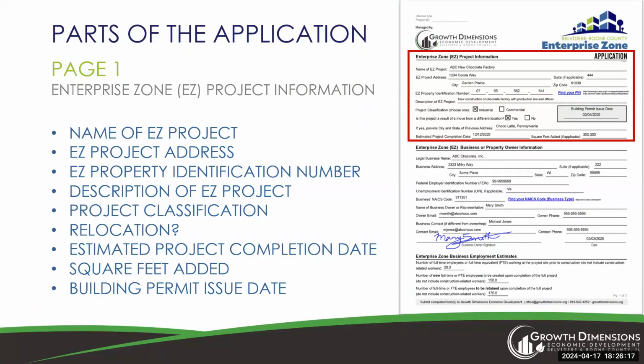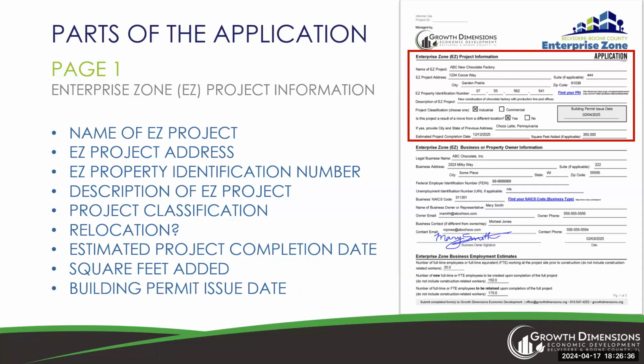Page 1 supplies us with all of the project information. We'll start under the Enterprise Zone information. The name of the Enterprise Zone project, or EZ project, is what your business refers to the project as. If you do not have a project name, you can simply put what the project is for.